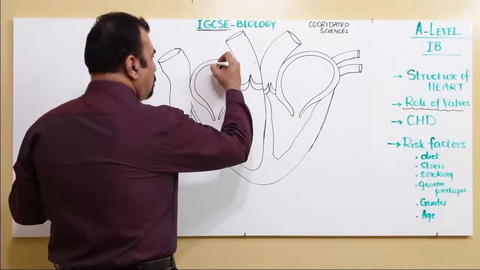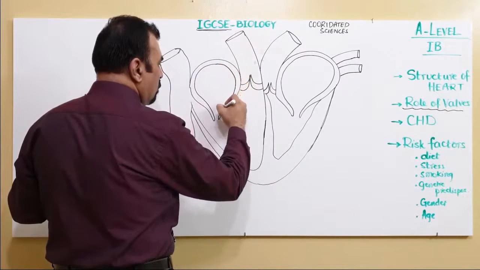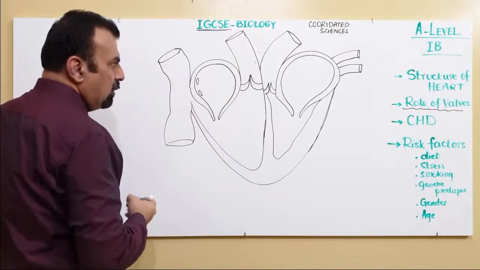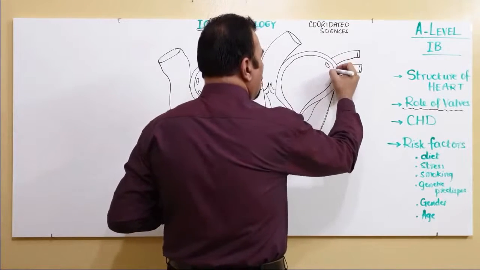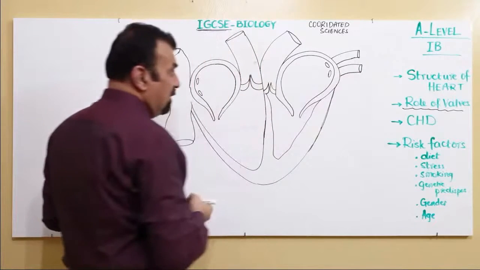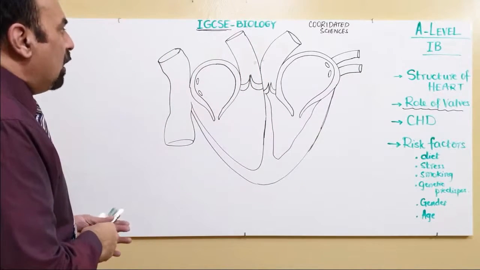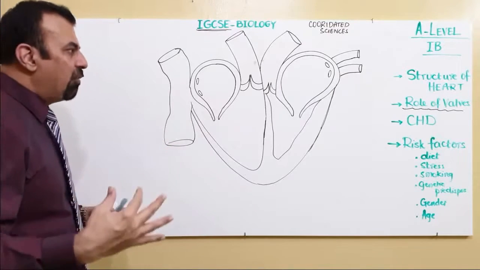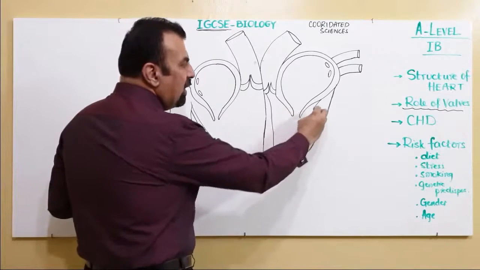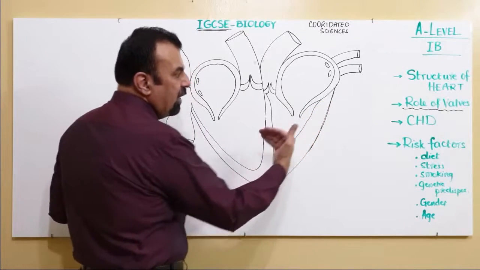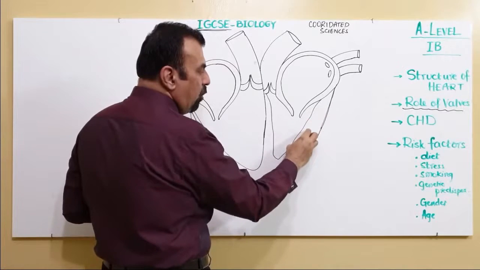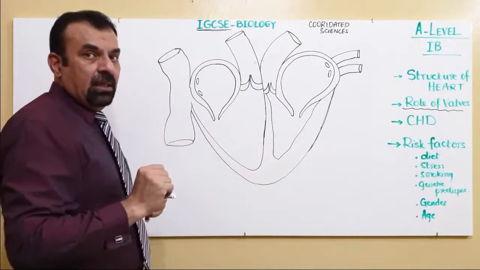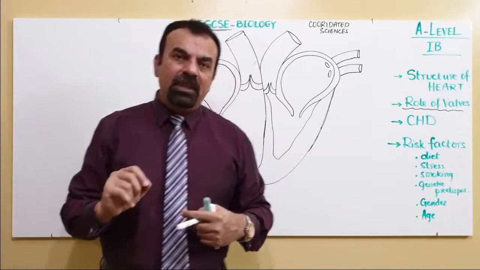So here we go. Now the structure is almost complete, and we have seen that it has taken no time. If you look at the important things related to the structure, you have to keep in your mind the thickness of the walls of the left ventricle. This chamber is the left ventricle. It is much thicker than the right side. So you have to notice this thing, and that should be considered.